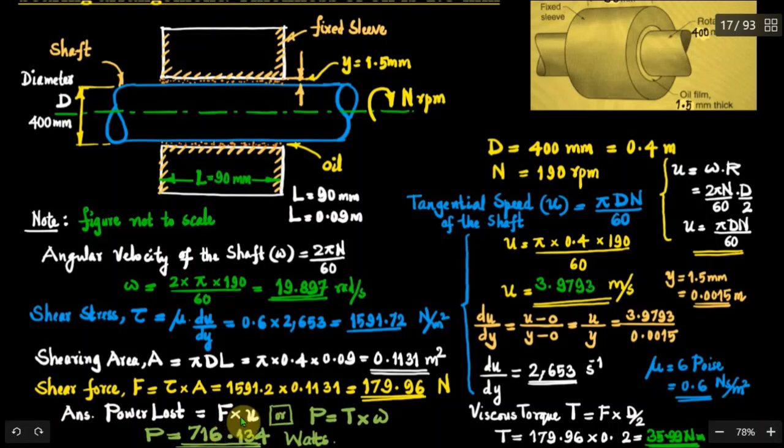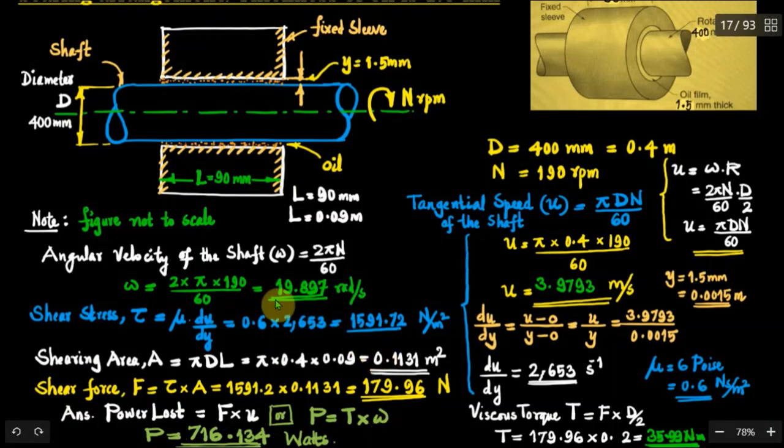What is the unit of power? The force here, the viscous resistance, is in Newton and u is in meter per second. Therefore, the product is in Newton meter per second. Newton meter is joules. Therefore, Newton meter per second is joule per second. Joule per second is watts. So you will get the power lost because of the viscous resistance of the oil, or the power absorbed by the oil, as 716.134 watts.